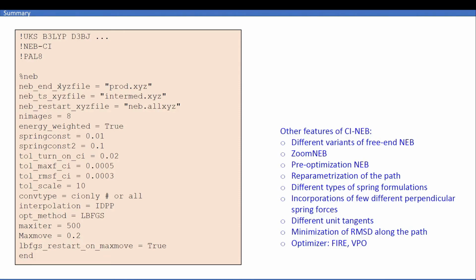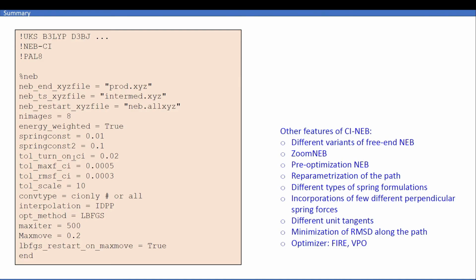Here I've added some useful input commands into the NEB block. NEB_TS_XYZFILE allows you to insert images into the initial path generation. NEB_RESTART_XYZFILE allows you to start from a pre-made path or restart from a previous calculation. The energy-weighted boolean allows you to turn on and off the energy-weighted variant. Spring_const is the spring constant for CNEB calculations and the lower bound of the spring constant for energy-weighted CNEB calculations. Spring_const2 is the upper bound of the spring constant for energy-weighted CNEB calculations.